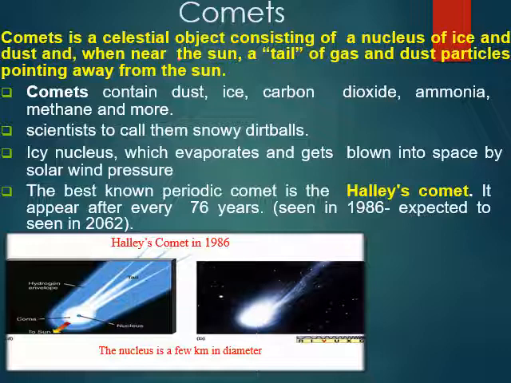The icy nucleus, when it evaporates and gets blown into space by solar wind pressure, forms the tail of the comet. The best known periodic comet is Halley's Comet. It appears every 76 years, seen in 1986 and expected to be seen in 2062.